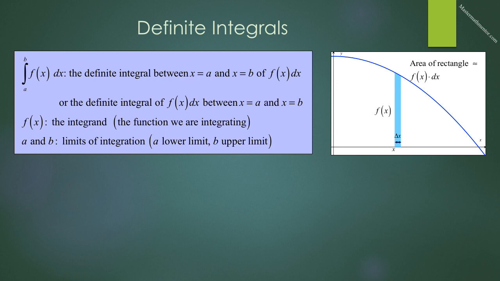We call f of x the integrand. It is the function we are integrating. And we call a and b the limits of integration, where a is the lower limit and b is the upper limit.